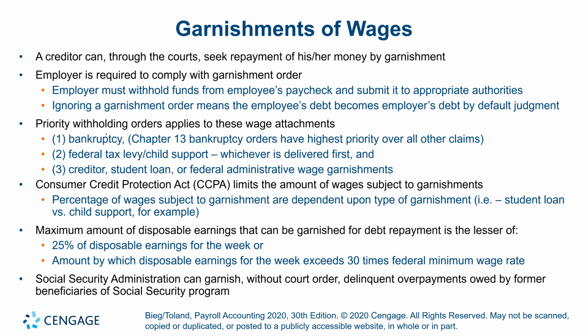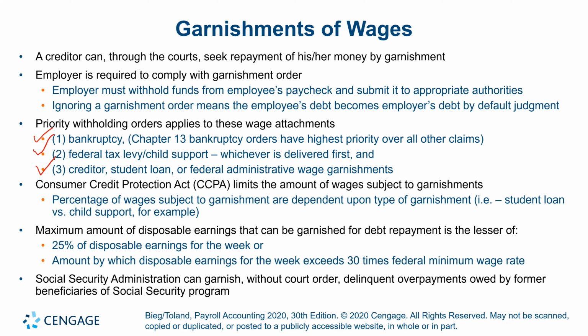Priority withholding orders apply to these wage attachments: bankruptcy, federal tax levy, child support, creditor, student loan, or federal administrative wage garnishments. The Consumer Credit Protection Act limits the amount of wages subject to garnishments.